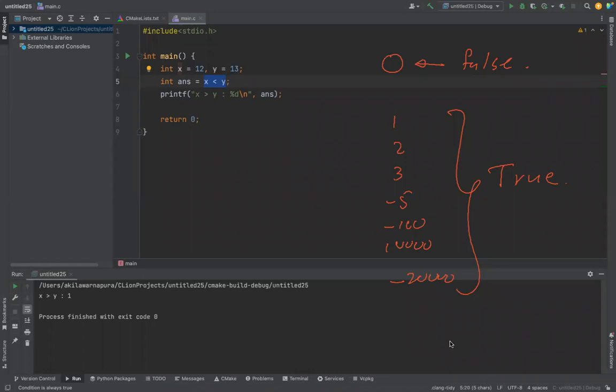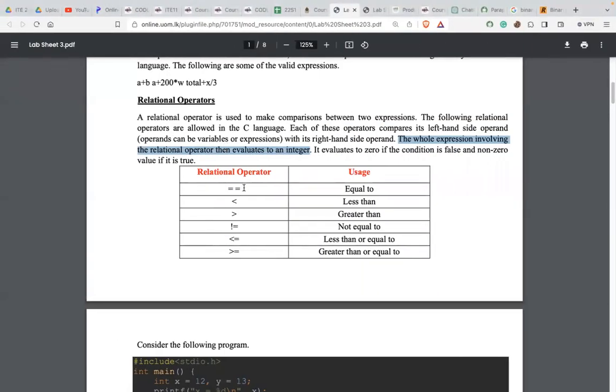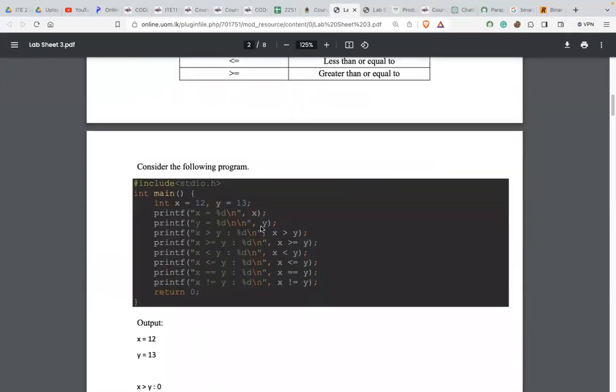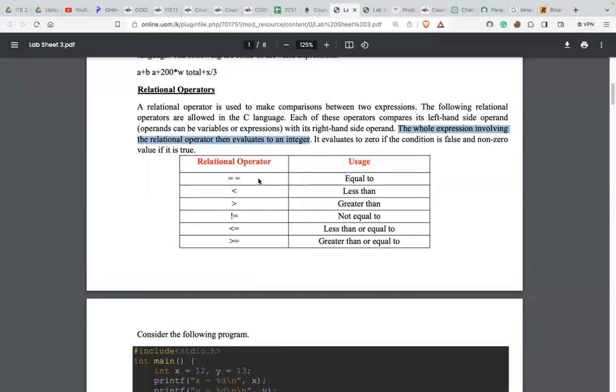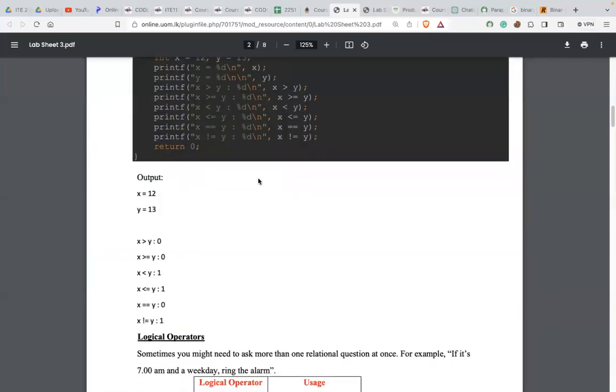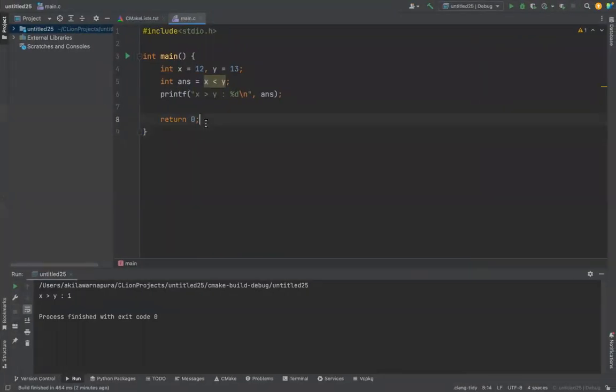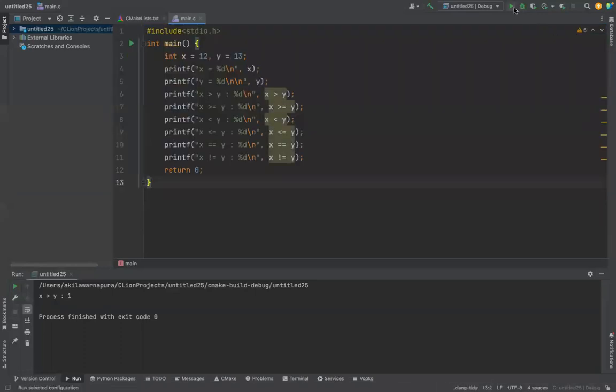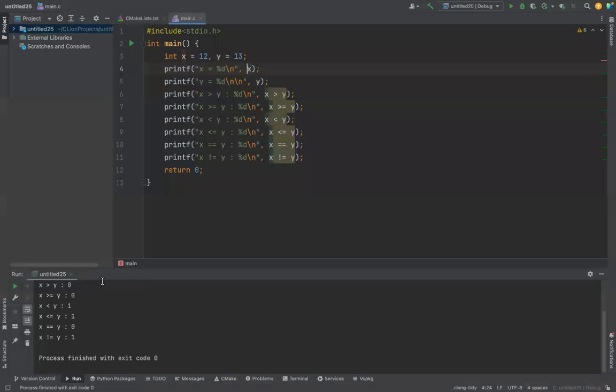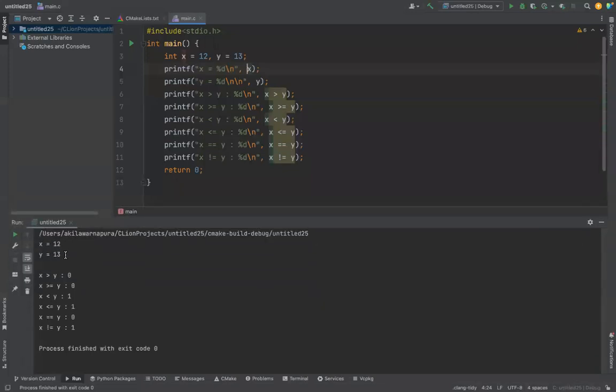Now I think you guys have a proper idea of this relational operator. Now I run this one again. You know x value is 12, y value is 13, and x greater than y is false, that means 0.